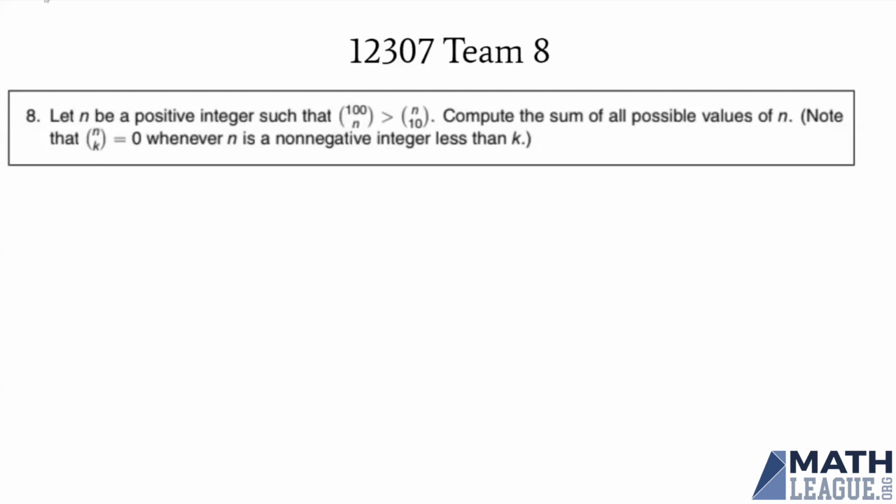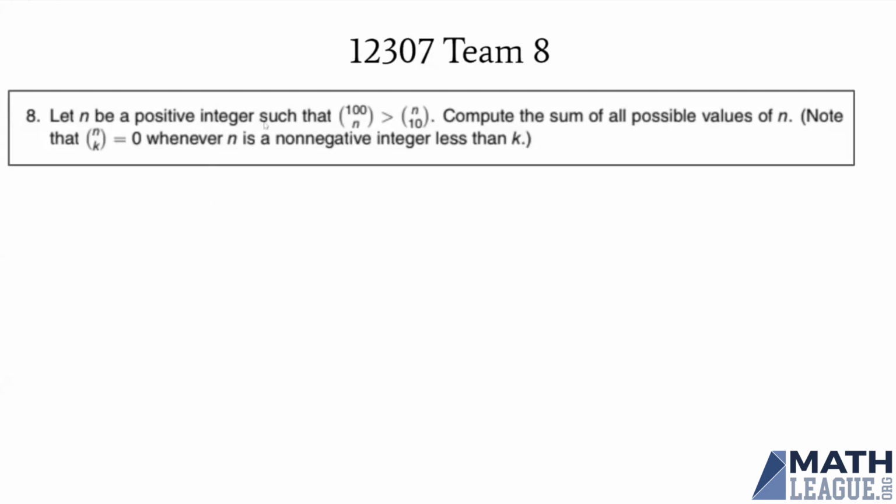Let n be a positive integer such that 100 choose n is greater than n choose 10. And we want to find the sum of all possible values of n. So we note that if the top number in the binomial is less than the bottom, then the value of the binomial is 0.